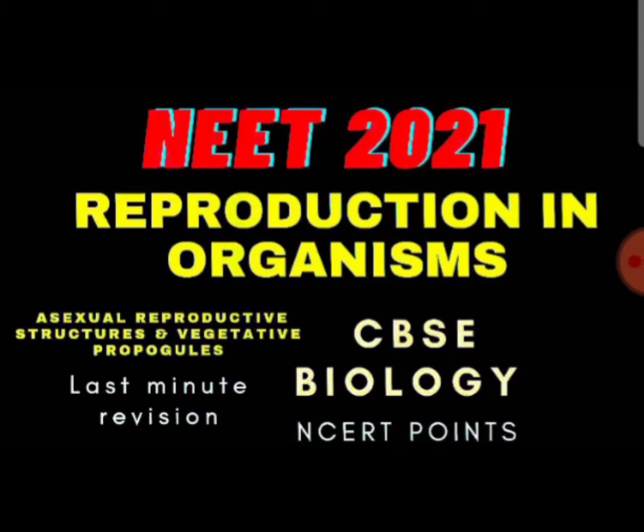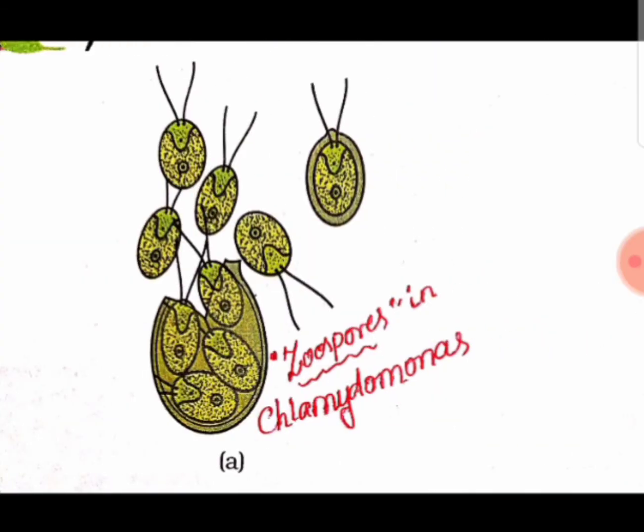Reproduction in organisms, first chapter in 12 CBSE biology. Students, in this video very quickly we are going to revise asexual reproductive structures, vegetative propagules and sexuality in organism. So let us start with asexual reproductive structures.